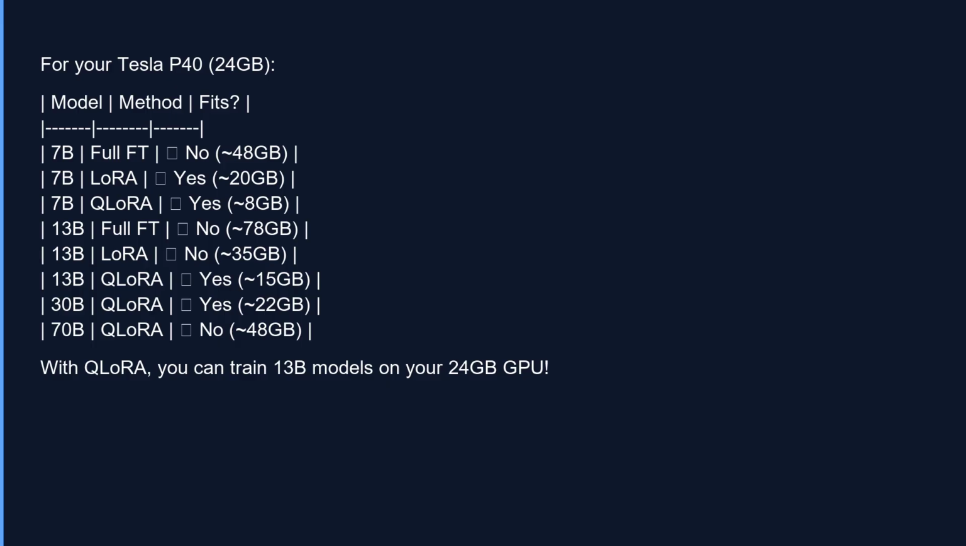Model, method, fits, memory. 7B full fine-tuning: no, 48 GB. 7B low-rank adaptation: yes, 20 GB. 7B quantized low-rank adaptation: yes, 8 GB. 13B full fine-tuning: no, 78 GB. 13B low-rank adaptation: no, 35 GB. 13B quantized low-rank adaptation: yes, 15 GB. 30B quantized low-rank adaptation: yes, 22 GB. 70B quantized low-rank adaptation: no, 48 GB. With quantized low-rank adaptation, you can train 13B models on your 24 GB GPU.